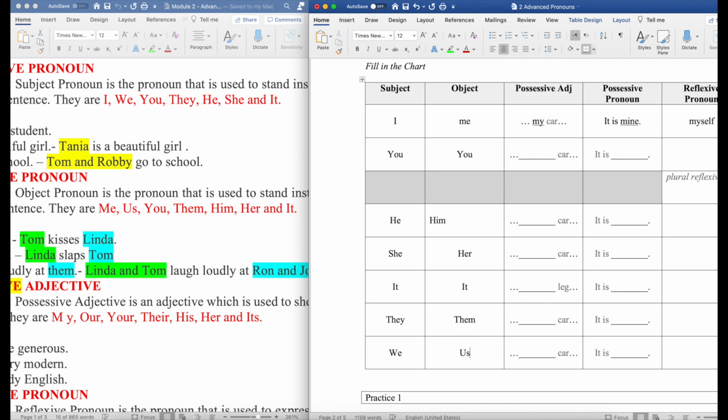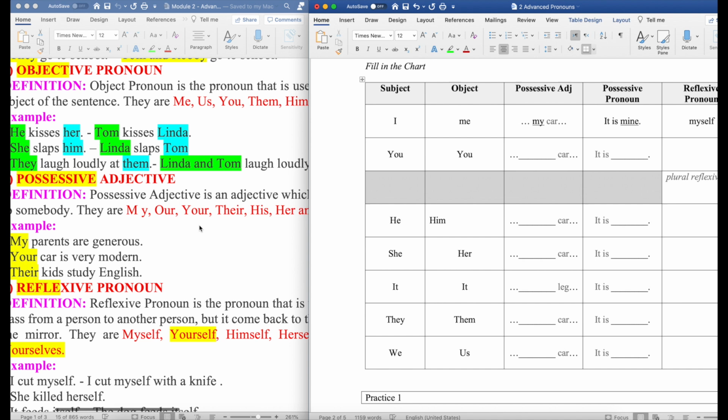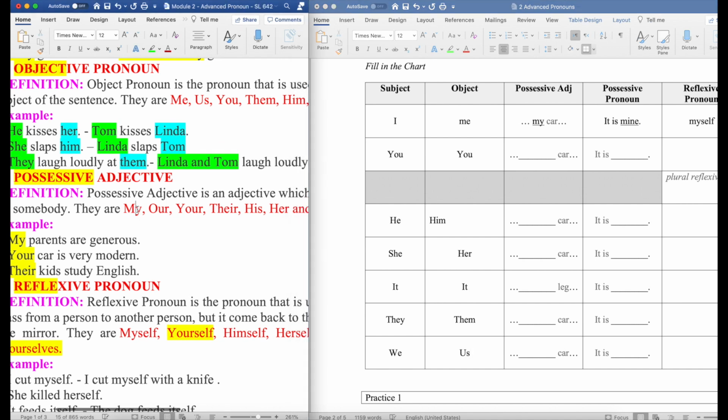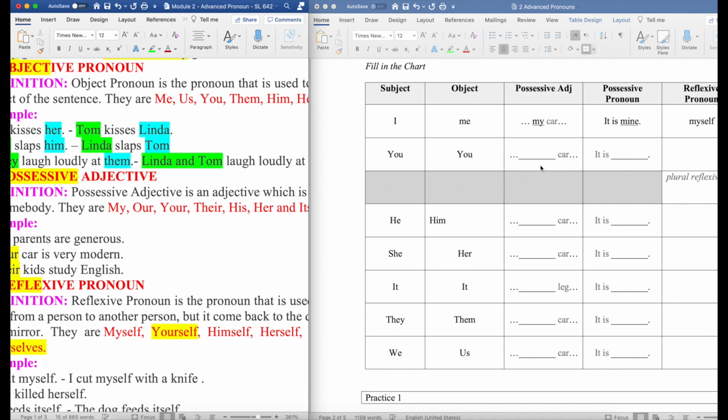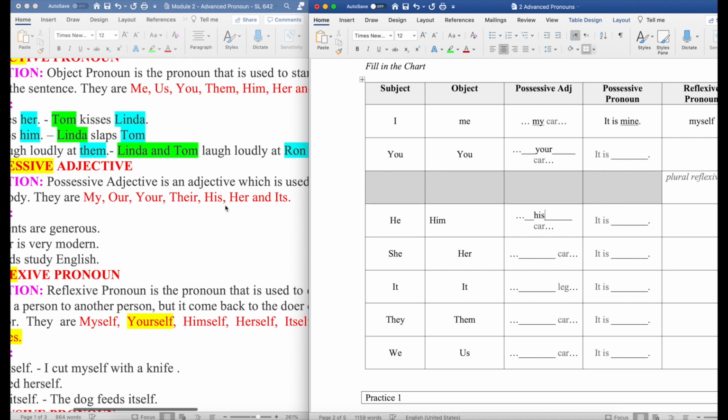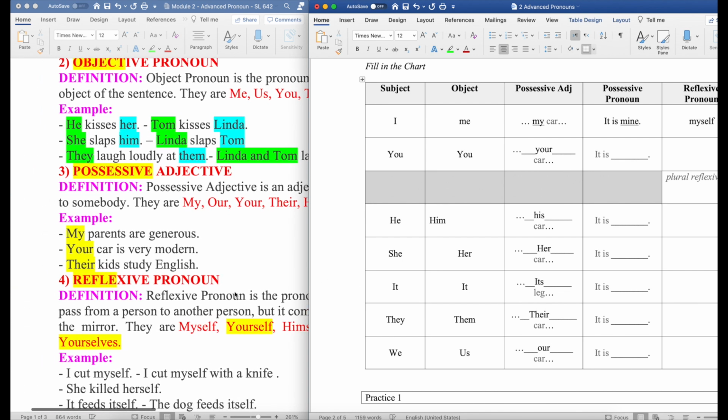Okay? Now we're going to be looking for possessive adjectives. So what's over here? Possessive adjective, right there. So you have my car. That would be your car. His car. Her car. Its leg. Their car, and our car. Okay, we kind of see them.